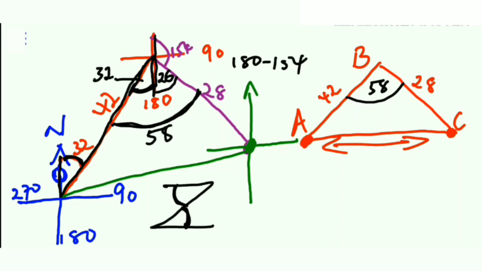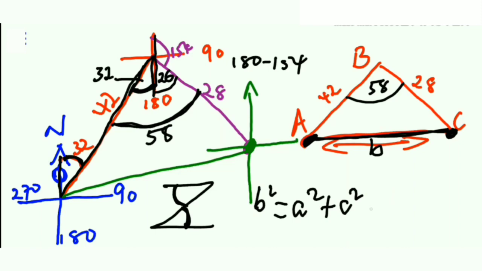So the first question is saying, calculate the distance of the man from the base camp. So this is side B. How do we calculate side B? You have to use the cosine rule. Why the cosine rule? Because the cosine rule is used when given two sides and an angle in between. Now it's cos rule. So B squared equals A squared plus C squared minus 2AC cos B. Okay?